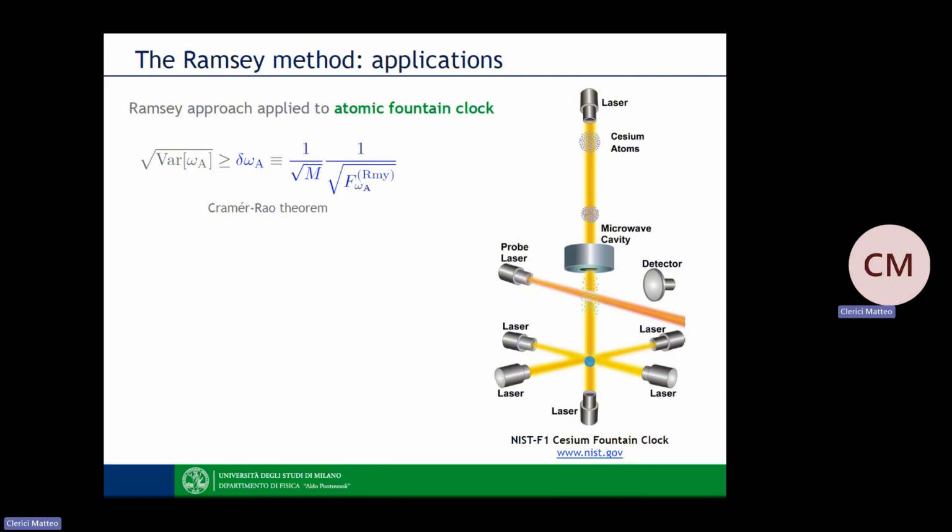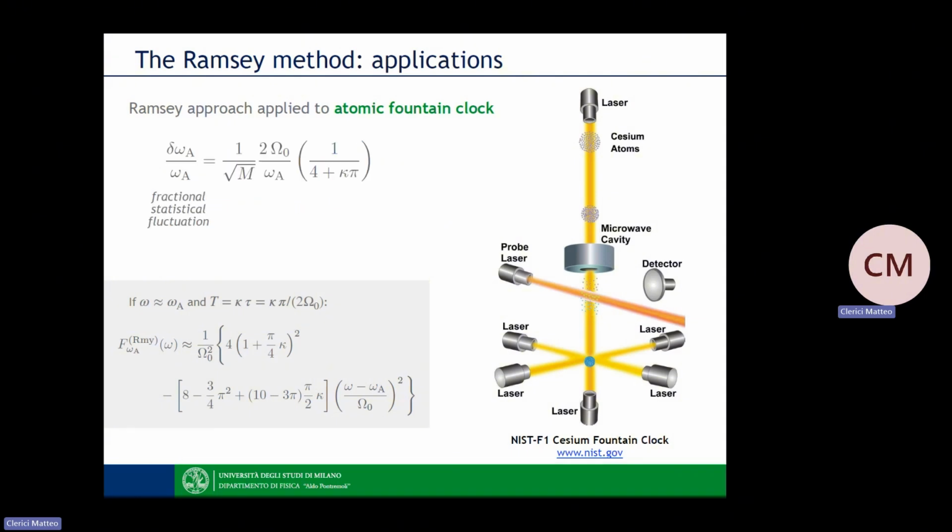So according to our theory, or the Ramsey-Cramér-Rao theorem, you have a lower bound for the standard deviation, say the uncertainty of the frequency estimation. And according to our calculation, you have this fractional statistical fluctuation, which depends on the Rabi frequency, the frequency of your sample, for example cesium atoms, and on K, which is related to the free time evolution, pre-evolution time.